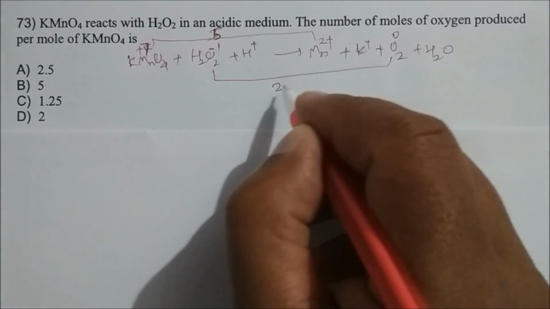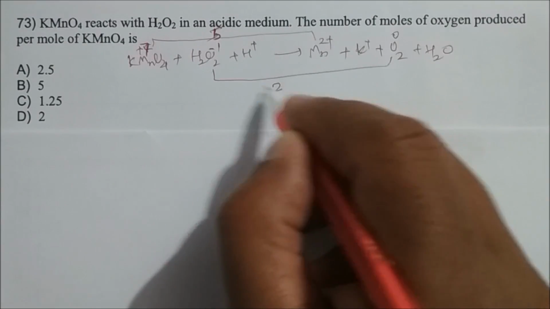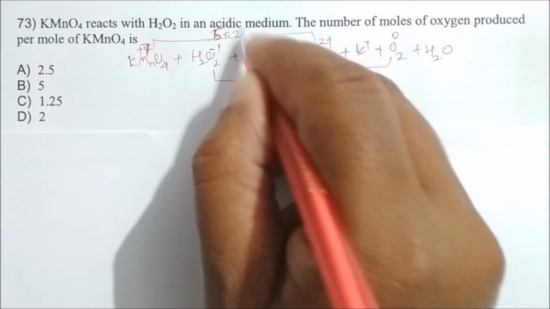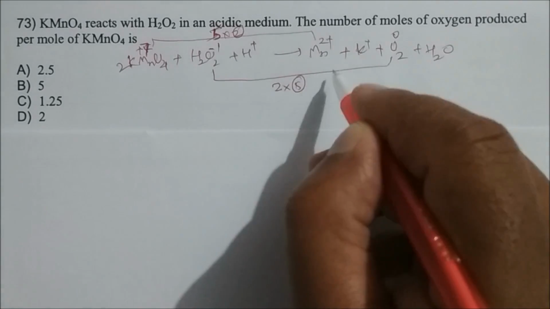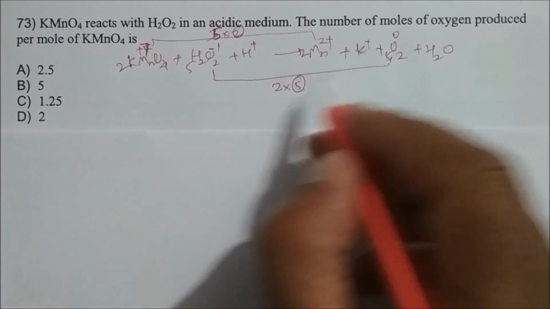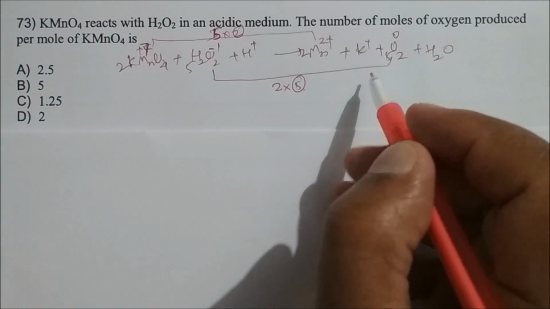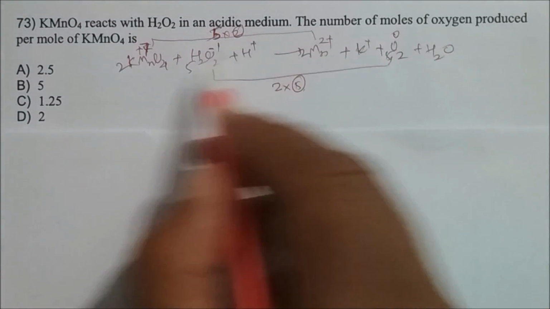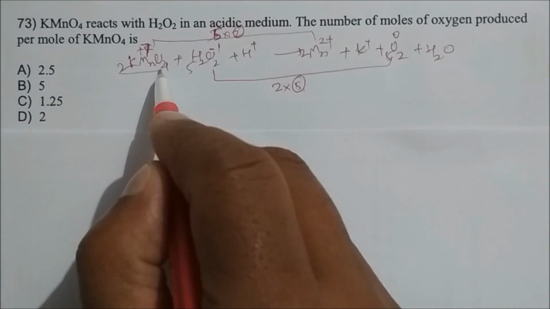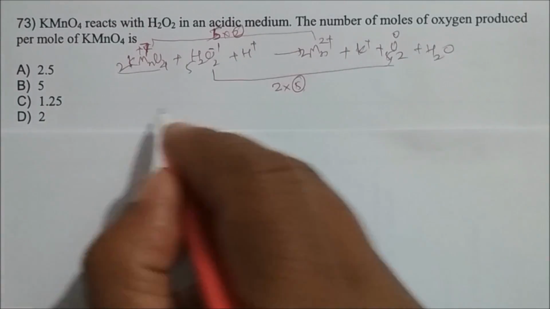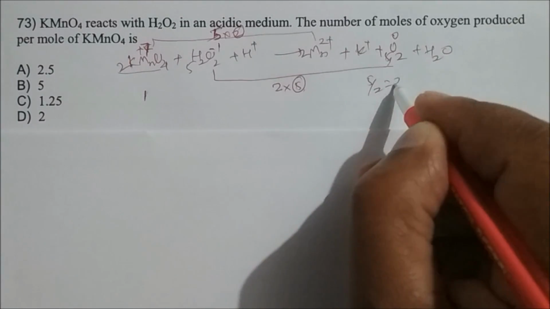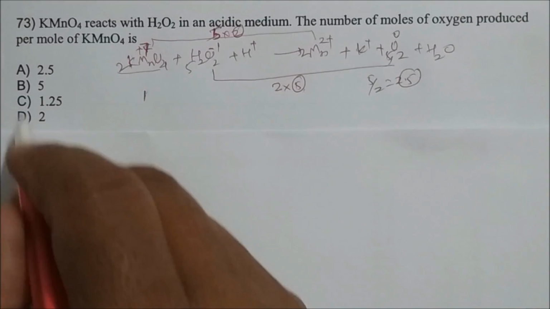So now you make the change in oxidation number equal. It will be 2 into 5, and this is 5 into 2. So the 2 means you have to multiply by 2 here, and the 5 is multiplied by 5. So now we got the moles. They are asking how many moles of oxygen are produced per mole. Per mole is for one molecule. So for 2 molecules, we are getting 5 moles of oxygen. So if you take 1 molecule of KMnO4, it will be 5 by 2, which means 2.5 moles of oxygen. So our answer A is correct.